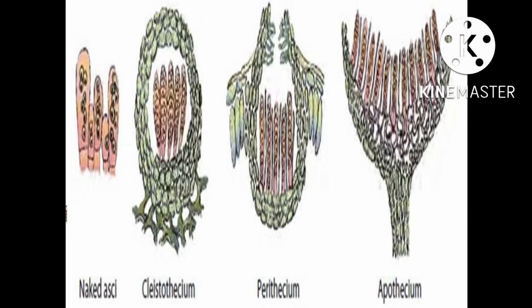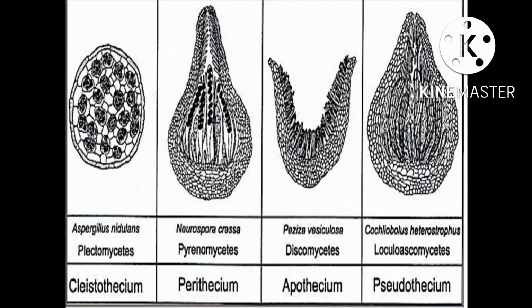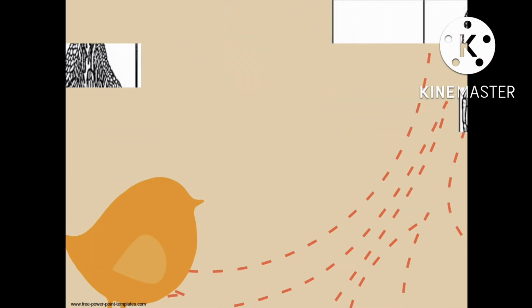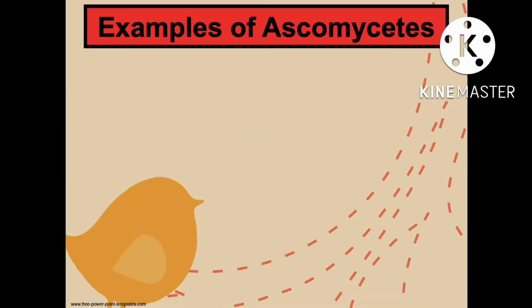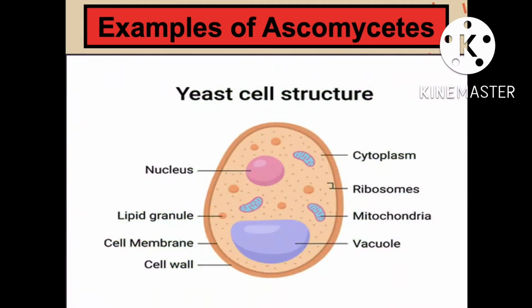So see here, there are some examples of these types: cleistothecium, perithecium, apothecium and pseudothecium. And the examples of Ascomycetes, the first one is yeast. Yeasts are a group of about 18 genera which are characterized by the following features: they are unicellular and non-mycelial or pseudomycelial. They grow in sugar substratum.